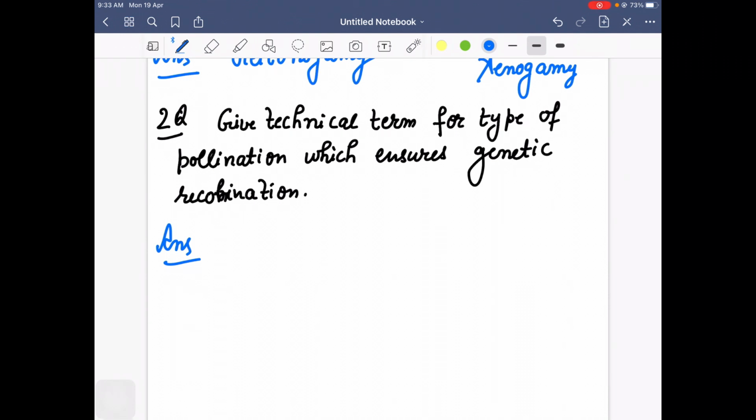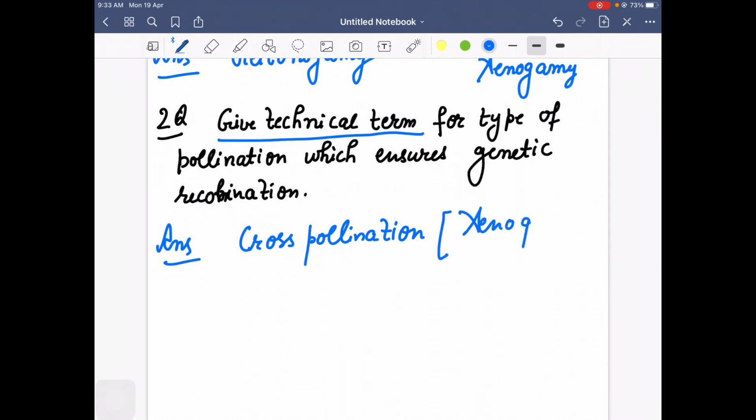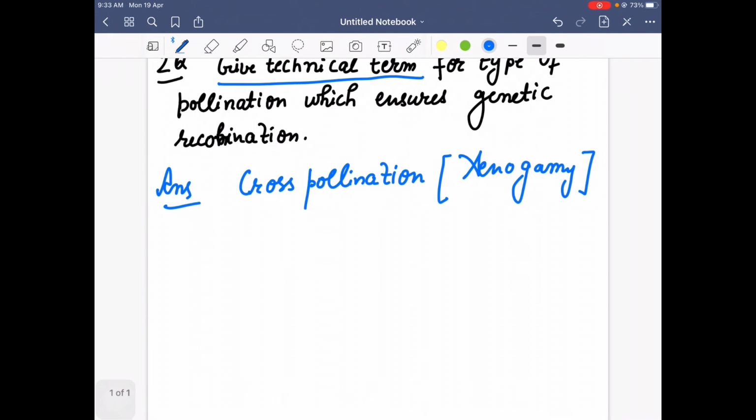Most students in this type of question just write cross pollination, but he has not asked about the pollination, he has asked for the technical term. So in technical terms, for cross pollination, we have one option, that is xenogamy, and we know that there are 100% chances of genetic recombination. For a one-mark question, you have to be very specific.